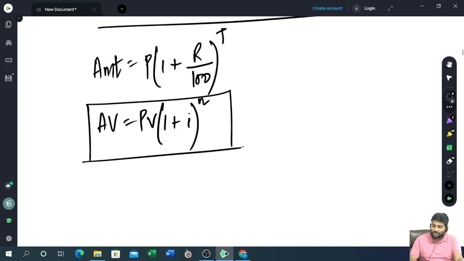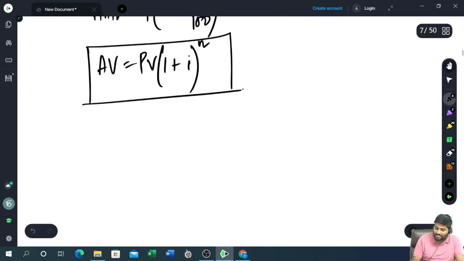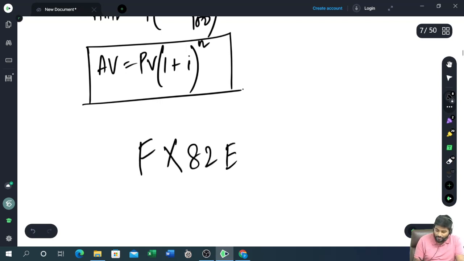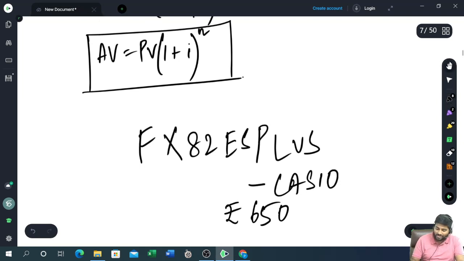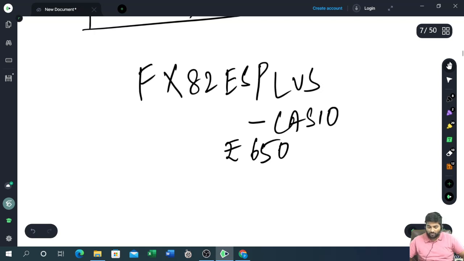Okay. The calculator which you need to use is FX82ES plus. Okay. It is Casio company. It costs roughly 650 rupees. This calculator will be valid for all actuarial examinations. Yes, Maruf.